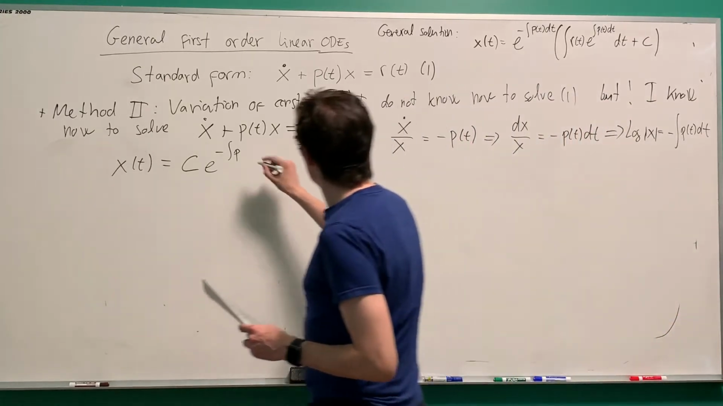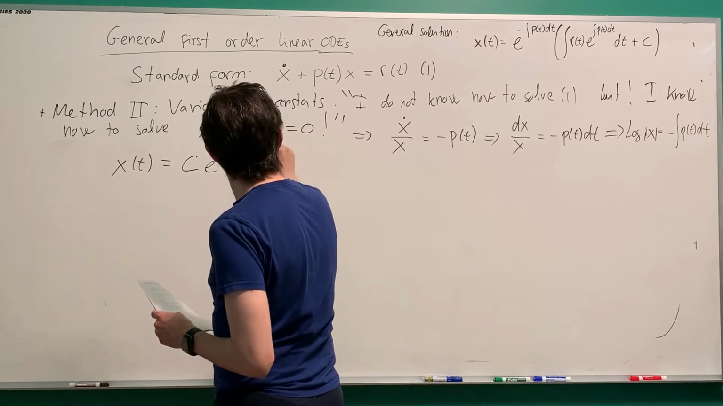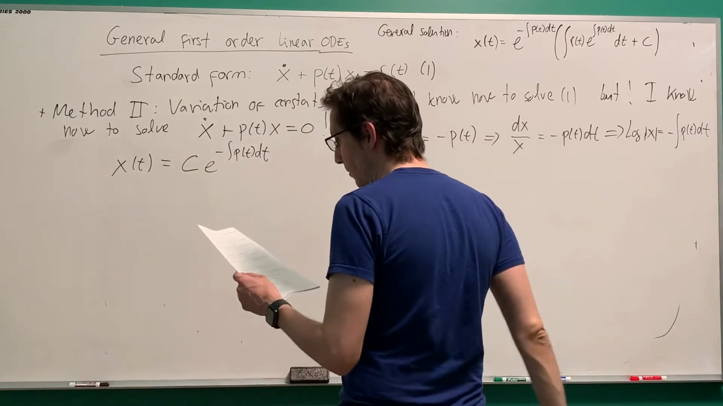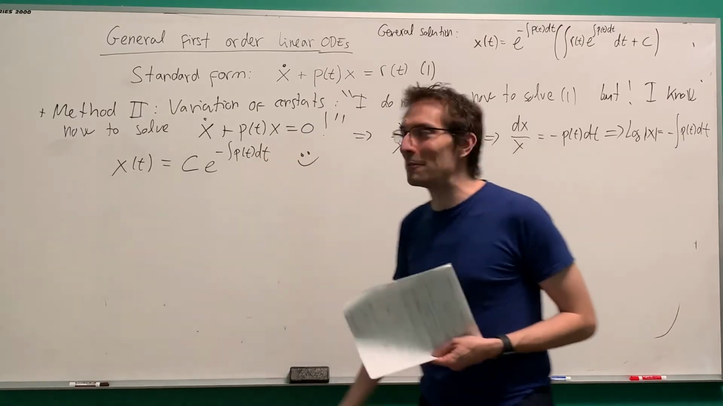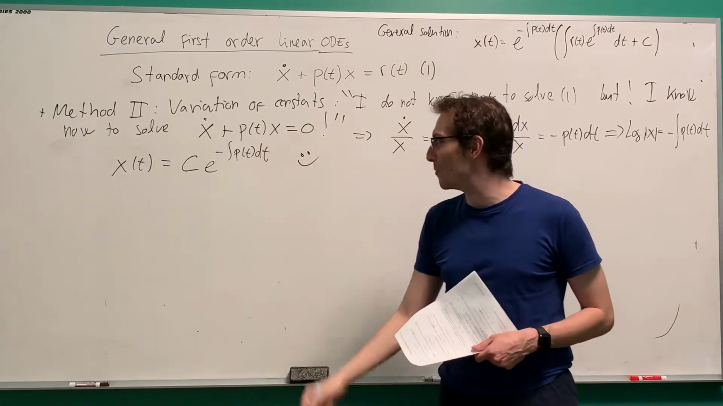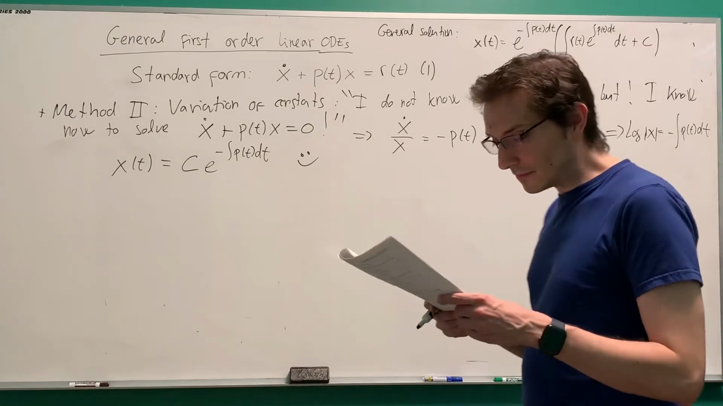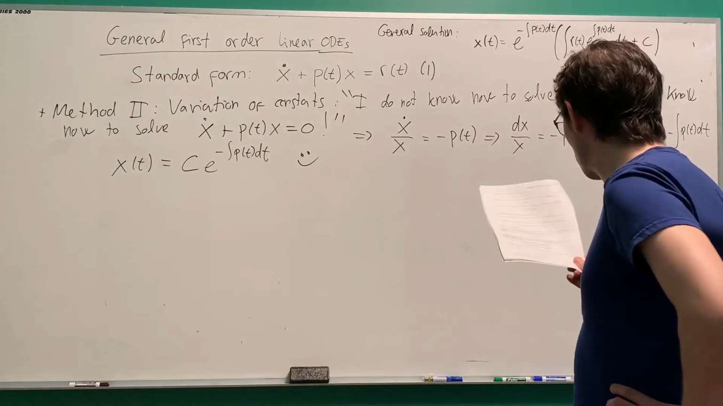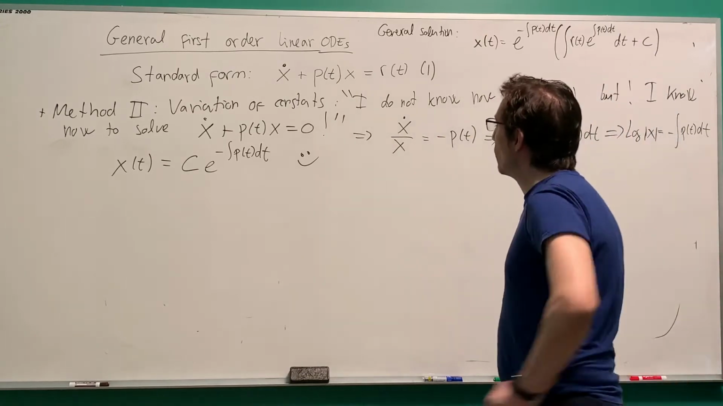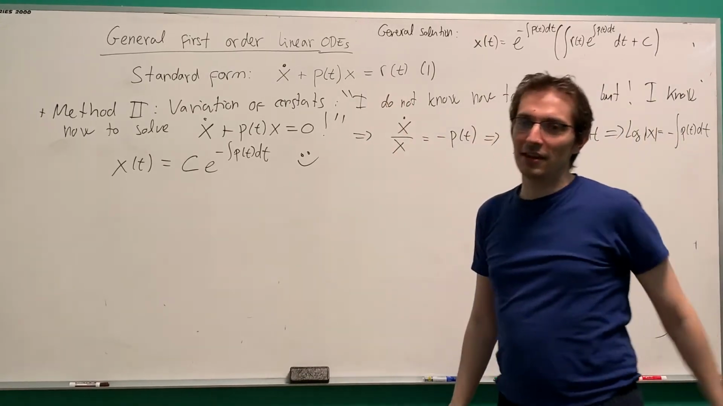All right. So we have p of t dt here, right? And that will be the solution. And I'll be very happy. So this represents how happy I am with the fact that I know how to solve that one. Now, that's not the problem I want to solve. I want to solve that one with an r of t in there.